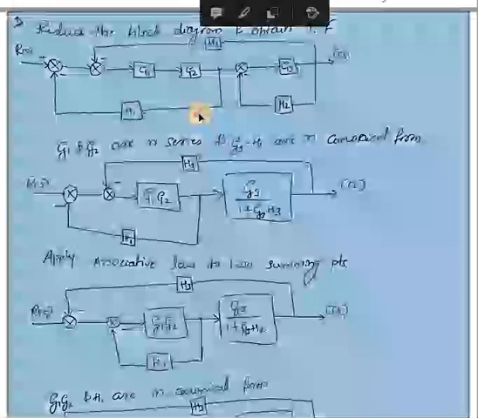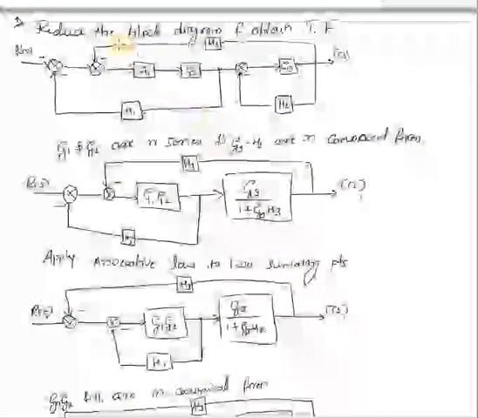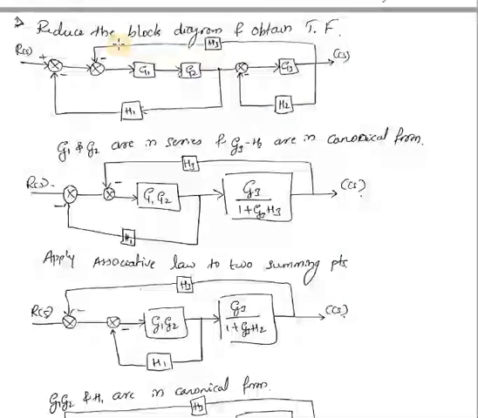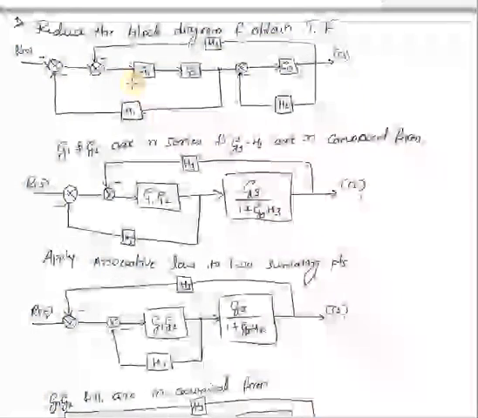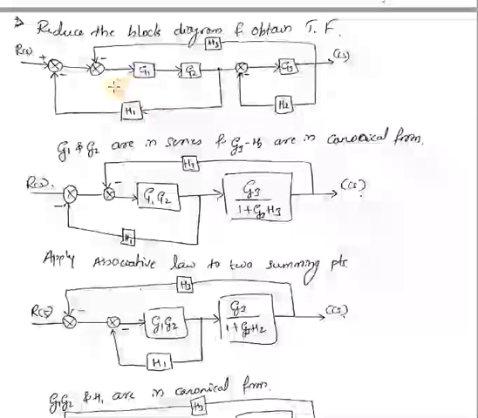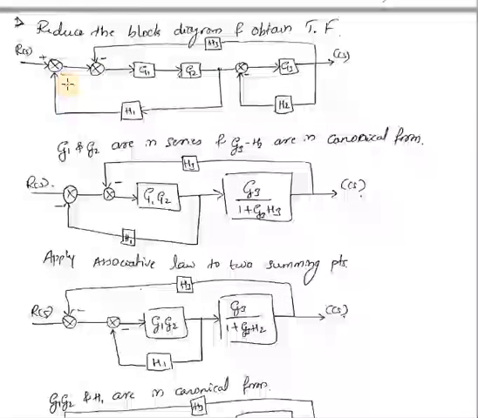So here this is the given problem: reduce the block diagram and obtain the transfer function. Before starting with the solution, while copying the block diagram from the question paper, you have to be very careful about these signs.